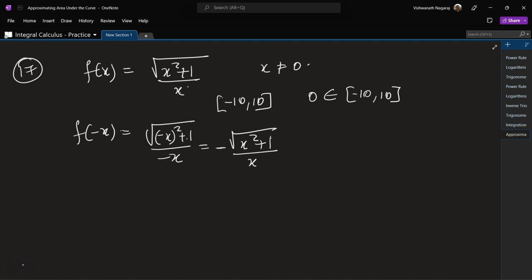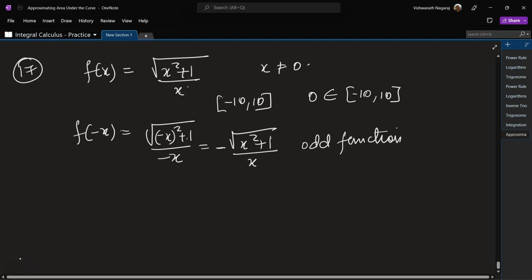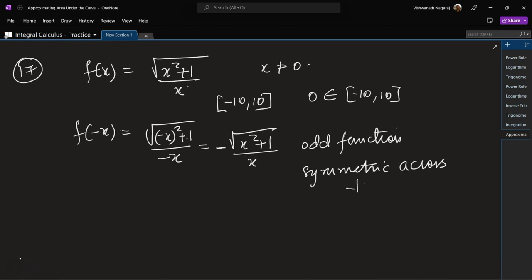So which means it's an odd function, which means it is symmetric across the origin. So it would be something like this. If the graph is like this, then this would be like this, right? So if we can figure out one side, double of that will be the area of both the sides included, or it will be 0, depending on the context, what we are looking at.